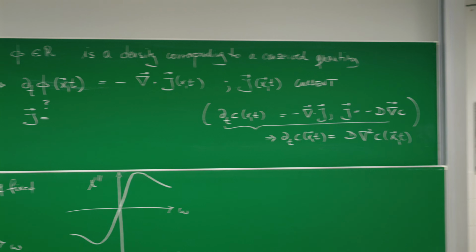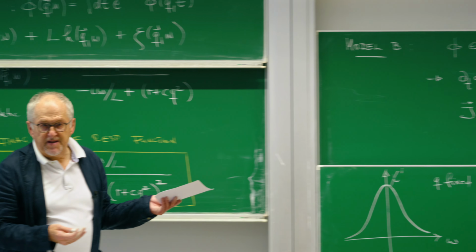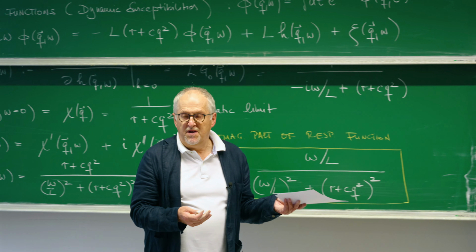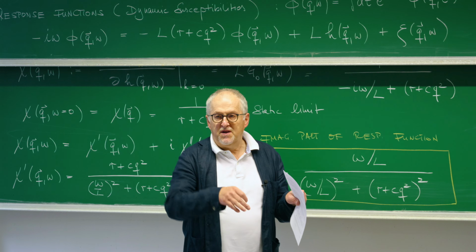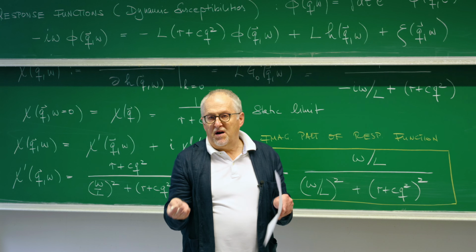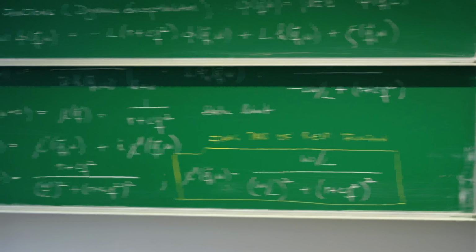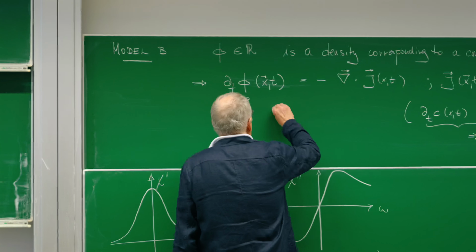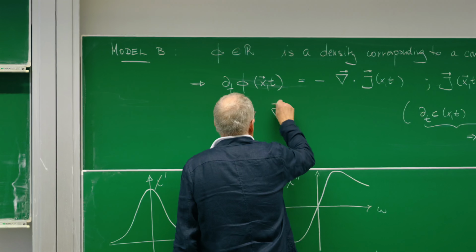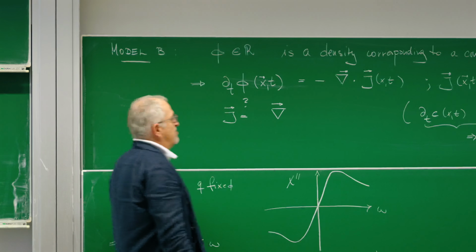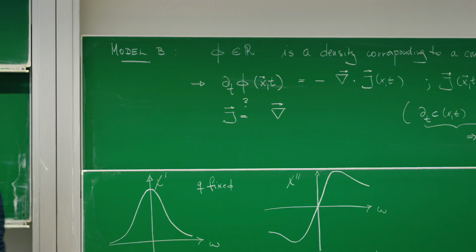And this law by Fick is an example of a relation which connects a current with a gradient of a quantity. Here, in general, I can also ask, what should I do here? What kind of gradient should I write in general that drives currents?